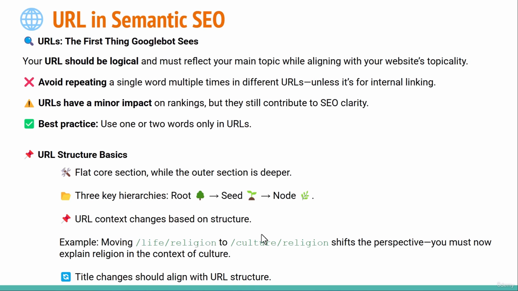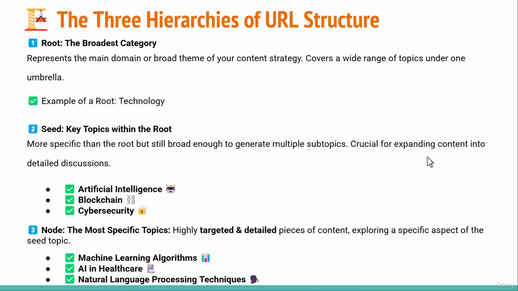Furthermore, the title of your website should also be based on the URL structure. Any changes you make in the title must mostly align with the URL structure. All right, next we have the root, which is our broadest category. You could call it our main page or even the parent page. In Corey's terminology, we call this the root. This is our main pillar page. Examples could be technology, Germany, etc.